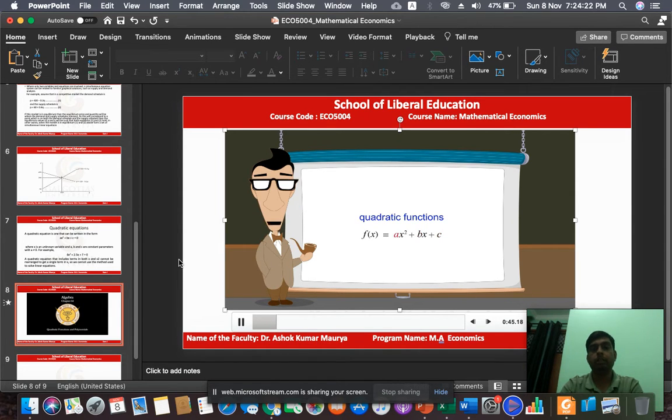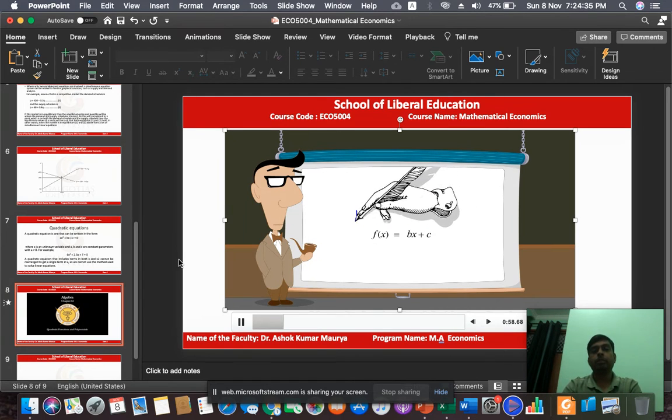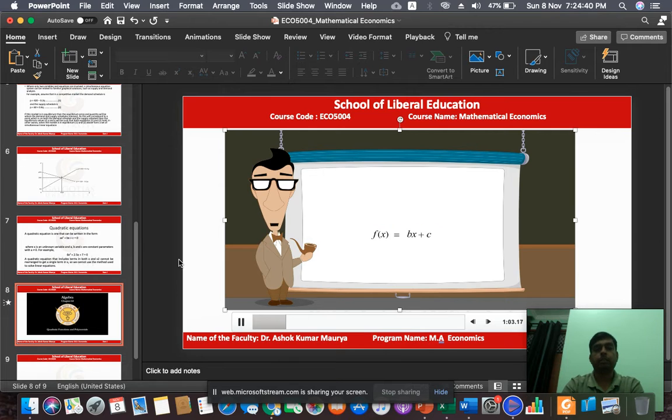Here a, b, and c are the constants. b and c can be 0, but here a can never be 0. If a is equal to 0, then automatically the equation will be bx plus c, and that is the form of a linear function, or you can say a linear equation. So the basic characteristic is that we can't make the constant with x square zero.